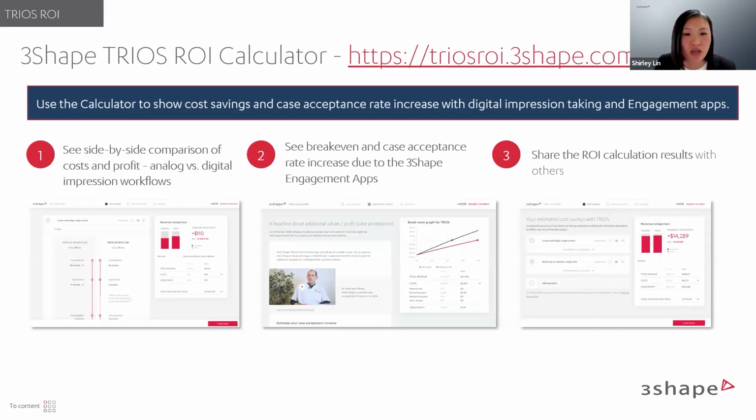Number 2 is you see break even and case acceptance rates increase due to the engagement apps, so the software apps that are included in the Trios scanner. And then you can also share those results with others as a part of our calculator.